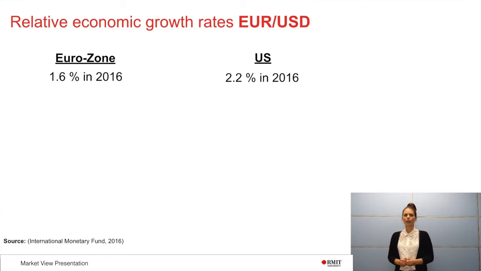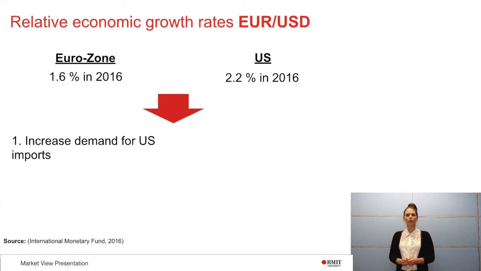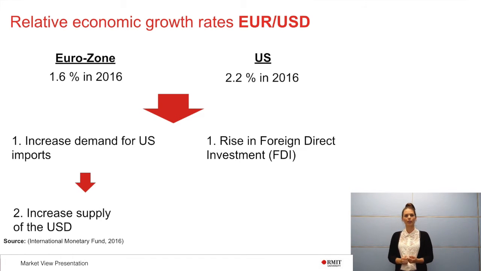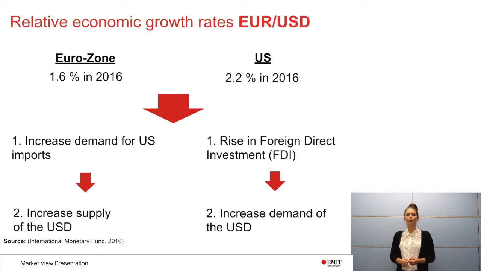Another indicator is the relative economic growth rate. As you can see on this slide, the economic growth in the US is relatively higher than in the Eurozone, according to the IMF. The first consequence is an increase in the demand for US imports, results from higher income. This leads to an increase in supply of the US dollar. The second effect is a rise in foreign direct investment, which increase the demand for US dollar.